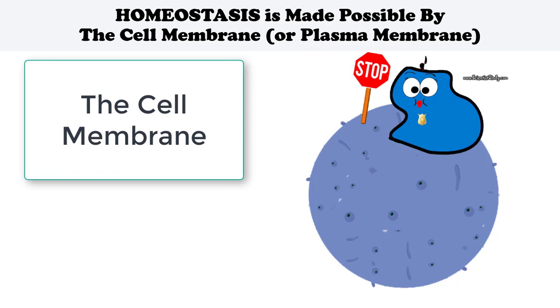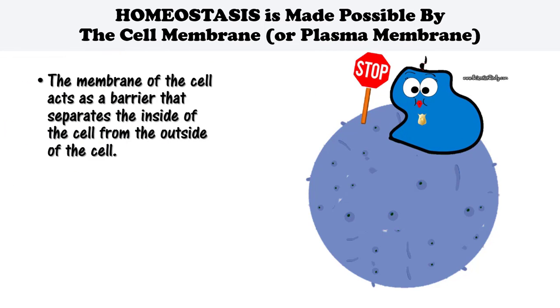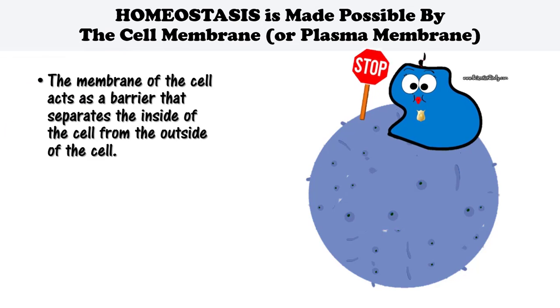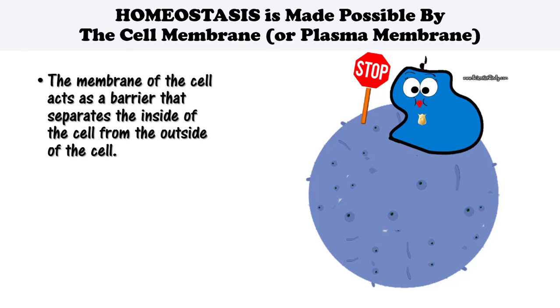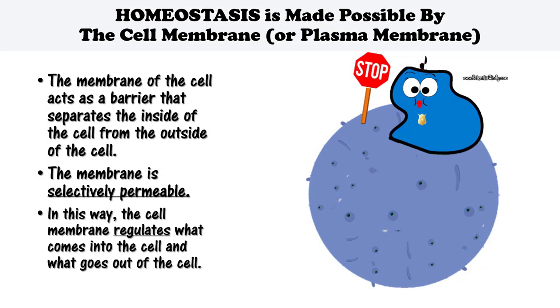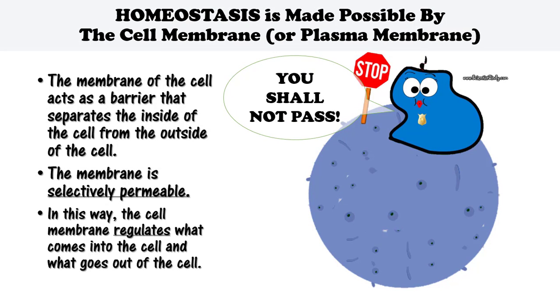Homeostasis is made possible by the cell membrane or plasma membrane. The membrane of the cell acts as a barrier that separates the inside of the cell from the outside of the cell. The membrane is selectively permeable. In this way, the cell membrane regulates what comes into the cell and what goes out of the cell.